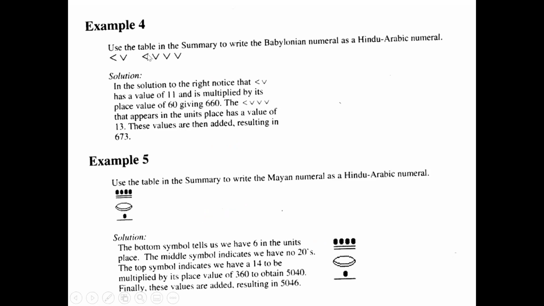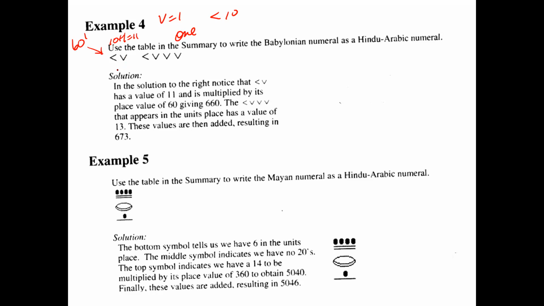All right, let's take a look at example 4. It says, use the table in the summary to write the Babylonian numeral as a Hindu Arabic numeral. Looking at this, remember your V is 1 and the other symbol is 10. So here you have a 10 plus 1, which is 11. This is in the 1's position, and this is in the 60 to the 1 position.